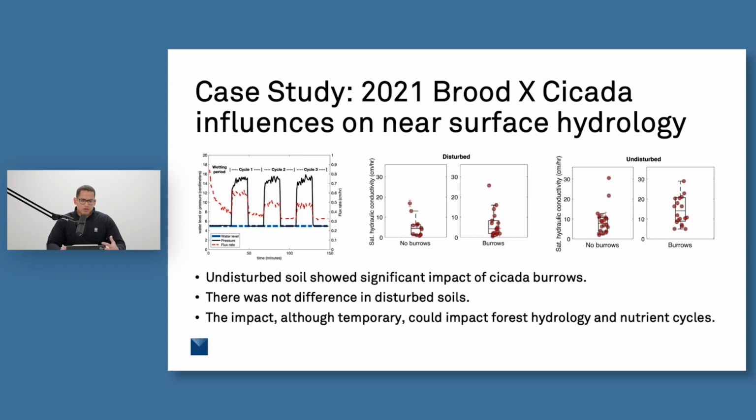They state that the impact that the Brood X Cicada has on surface hydrology is likely temporary, but this temporary increase could impact the connection between the hydrological cycle and the forest nutrient cycles, as the increased infiltration carries soluble nutrients and other organic litter from the forest floor deeper into the soil profile. This is not something you would typically see in normal conditions.